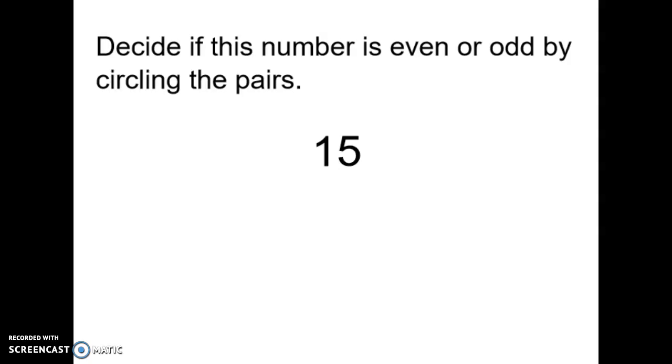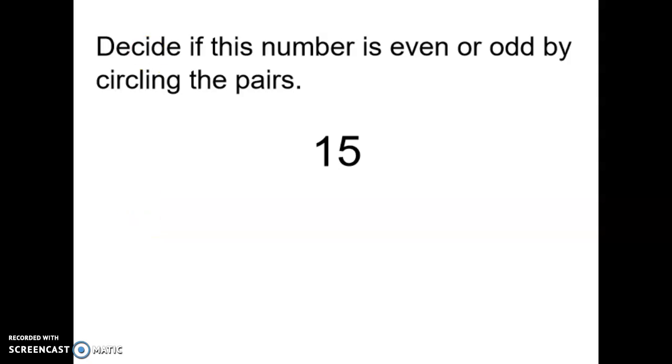Now we're going to do a few problems deciding if these numbers are even or odd. So it says decide if this number is even or odd by circling the pairs. So what I could do, this is the number 15. I could draw 15 dots and circle the pairs.